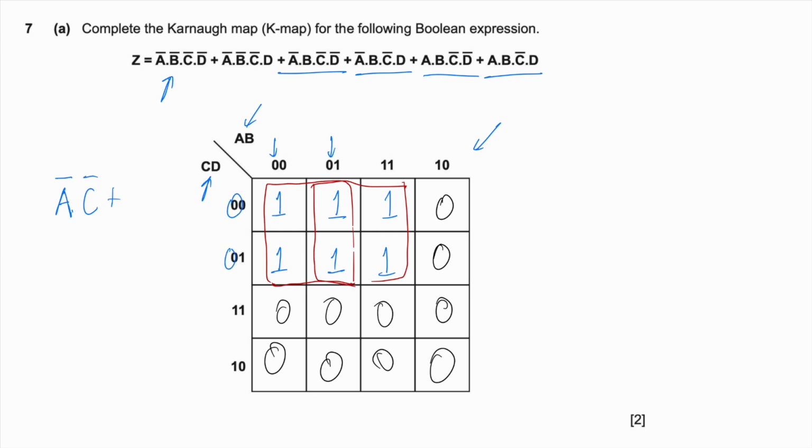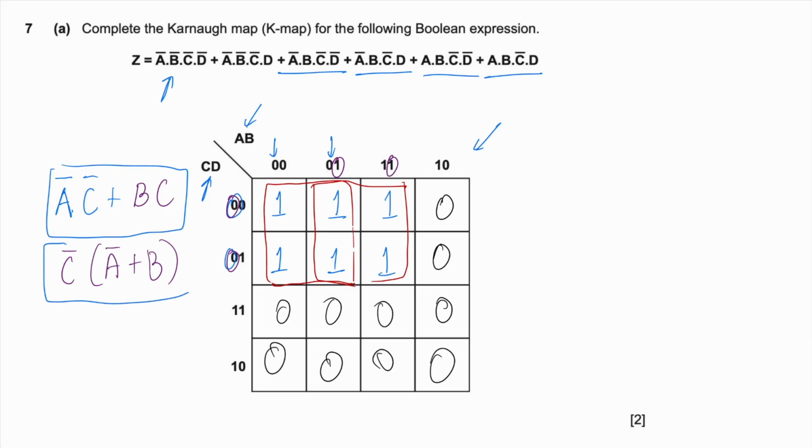And then in the second group, we can see that we've got B, and we have not C again. So essentially, we're going to have not C and then not A plus B. This is going to be our initial expression, right? This is going to be your sum of products expression, and this is going to be simplified. And that's going to be our Karnaugh map.